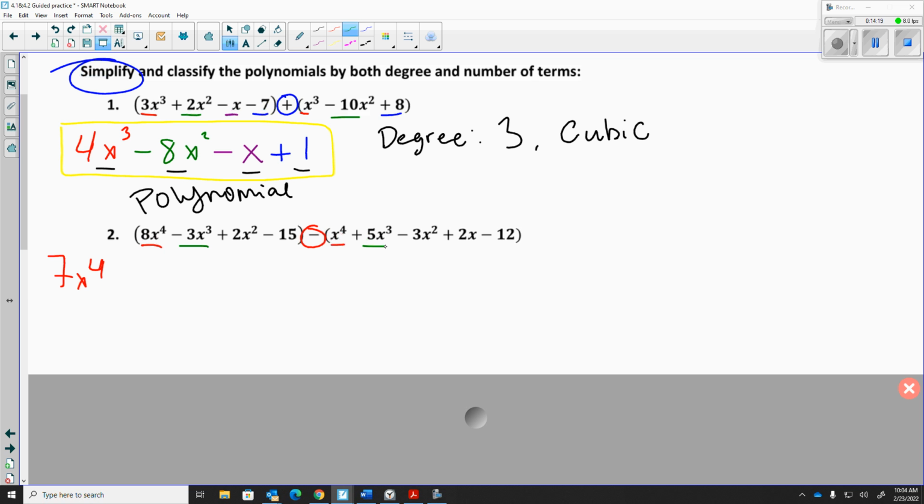It's not negative 2. It's negative 8. You got to be careful with negatives and subtracting. If you need to put it in a calculator, just do it. 2x squared minus negative 3x squared. Think about it. 2 minus negative 3. What is it? 5. Positive 5x squared. Okay.